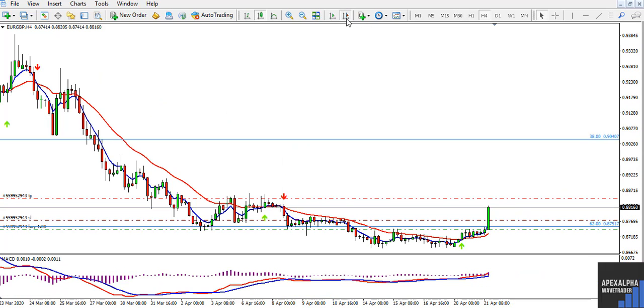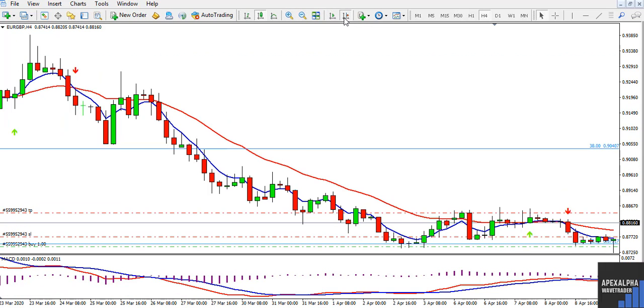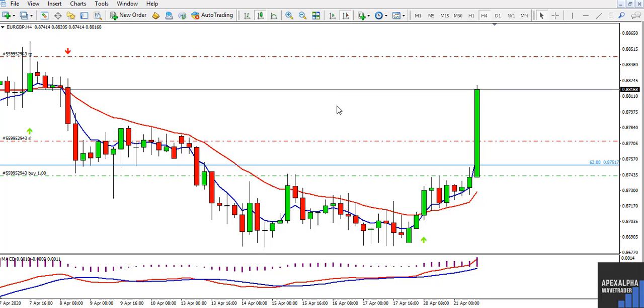Okay, so I'm just going to make this bigger. This is a 4-hour chart now. So when I came to this chart, I finally saw that we had the beautiful wave bottom situation here. And this is why I was able to get in on time.